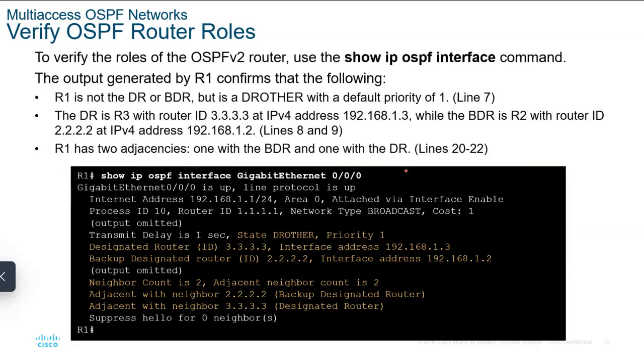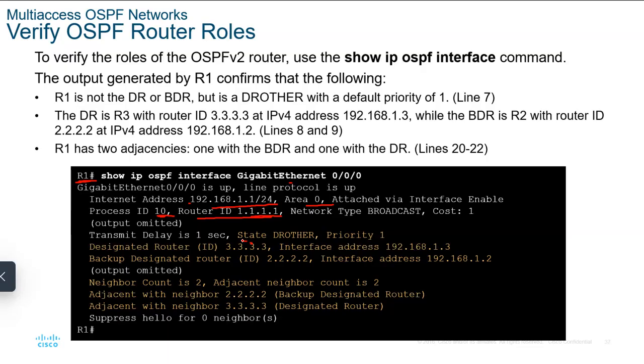So, verifying OSPF router roles. How are you going to verify the roles? By running this command. Remember there are three routers, and we are on router 1. If you're on router 1 and run show ip ospf interface gigabit this, we shall look at the address, which is this, the area, which is this, the process ID, which is 10, the router ID, which is 1. Then the transmit delay is 1 second.